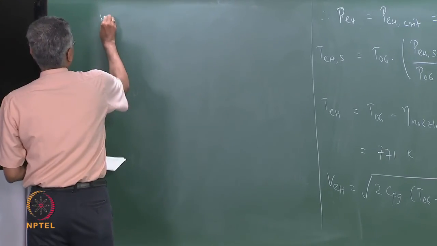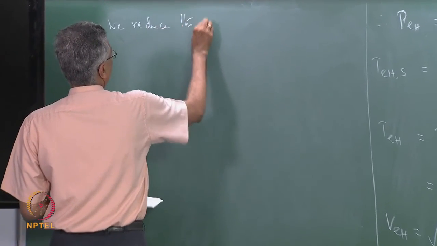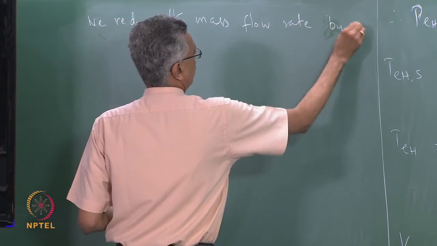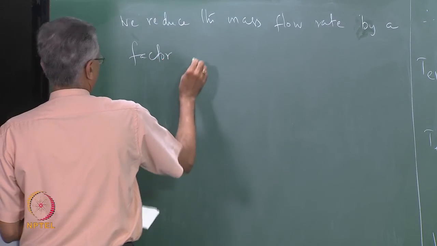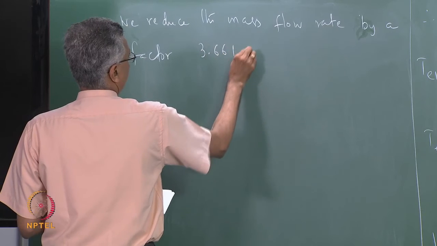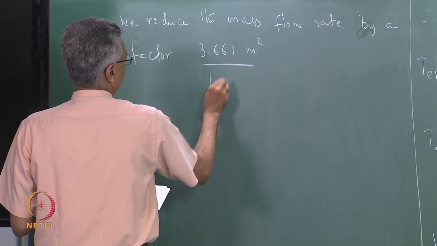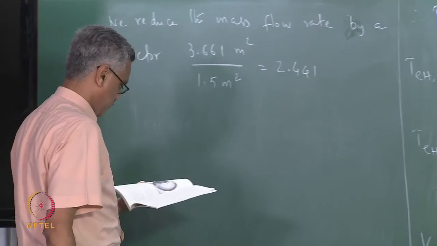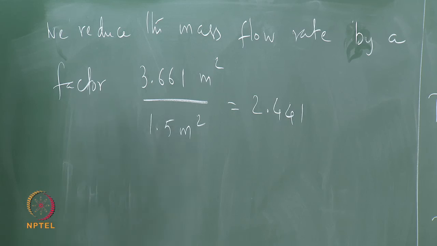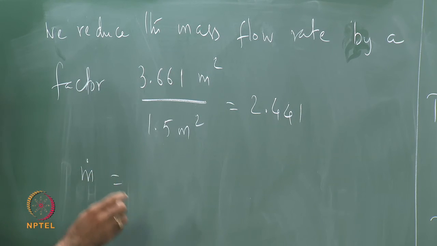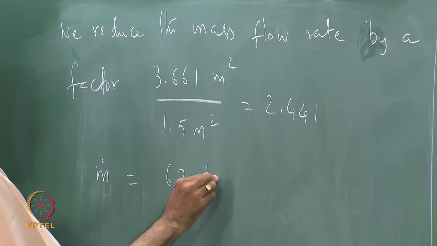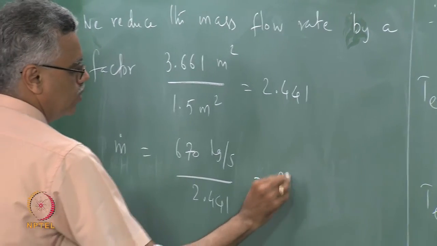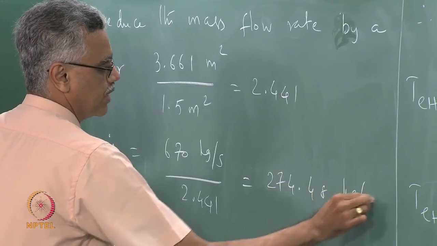So we reduce the mass flow rate by a factor of 3.661 meter square divided by 1.5 meter square, which gives me about 2.441, which means m dot is equal to 670 kg per second divided by 2.441. So the mass flow rate at this altitude should be 274.48 kg per second.